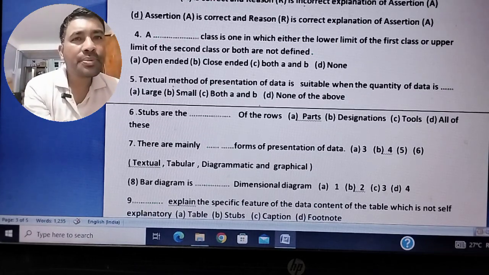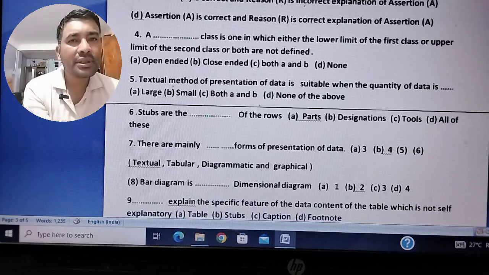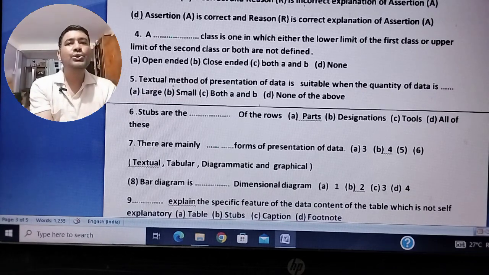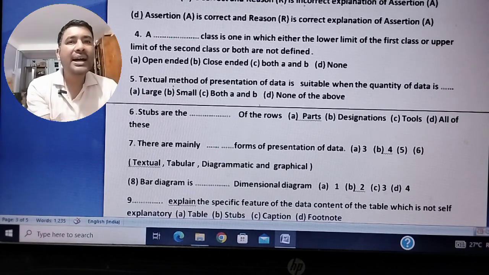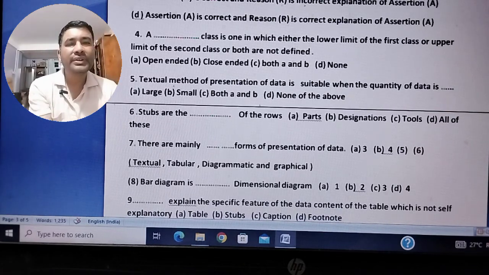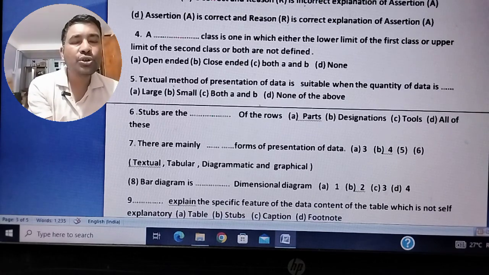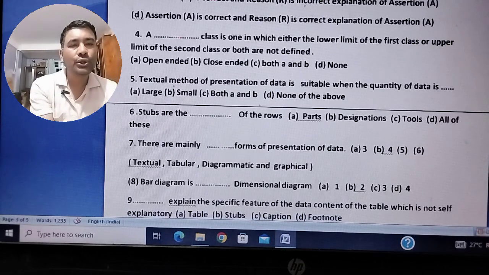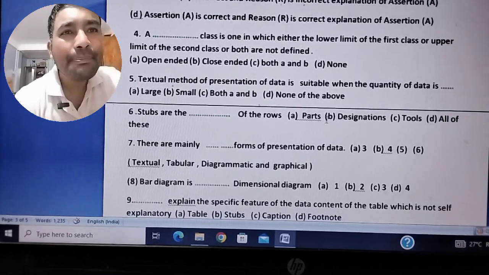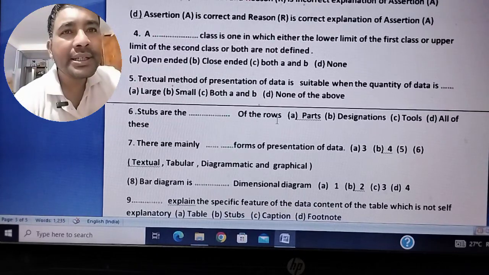Number 6, stops are the dash of the rows: parts, designation, tools, all of these. You see there are different contents of the table, and stop is also one of the contents of the tables, and stops are the designations of the rows. It is not the part, it is not the tool, and not all of these. Stops are the designation of the rows. So the right answer for question number 6 is B. So stops are the designations of the rows.